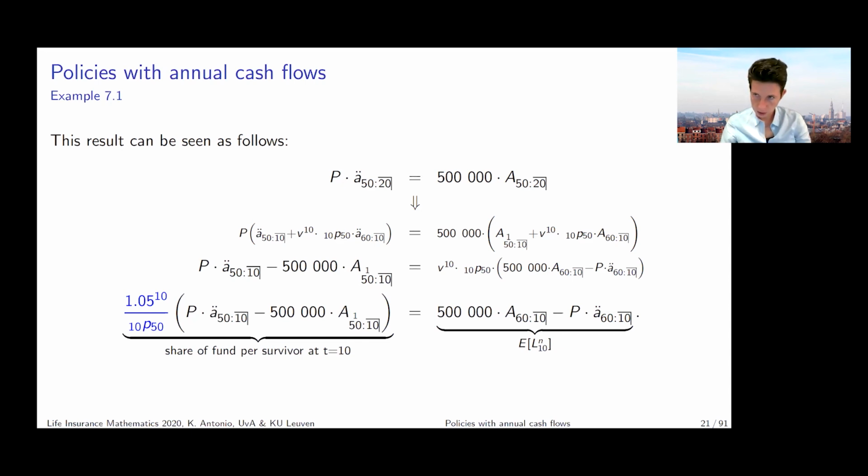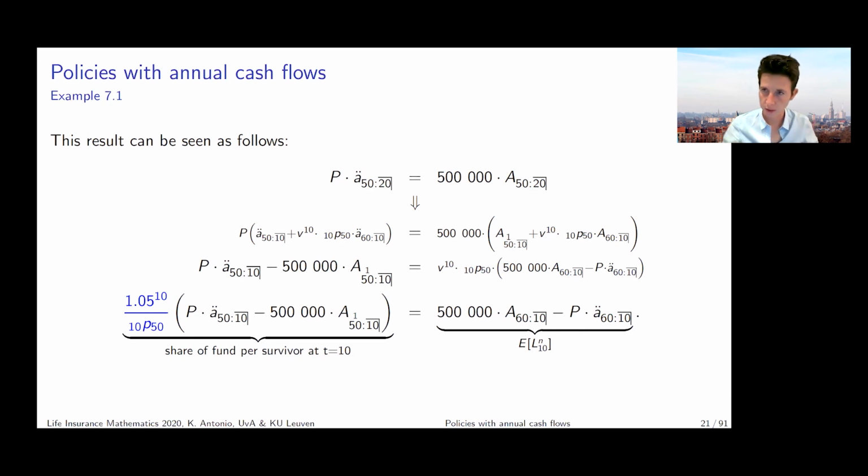which I can divide by the expected number of survivors at time 10. And the expected number of survivors was this 10-year survival probability multiplied with n. So the n in the numerator and the denominator cancel out. And what I'm left with at the left-hand side is the share of the fund per survivor at time 10. And here I clearly see that that is equal to the expression for the policy value at time 10 if I use my prospective point of view.